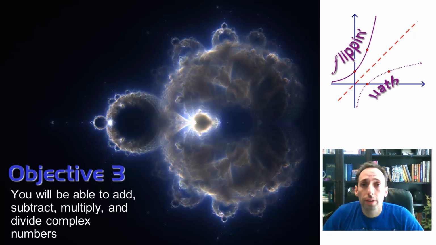And the adding, subtracting, super easy. Multiplying, a little bit tougher, just a wee bit, because we have to deal with powers of i. And then dividing complex numbers is going to be very similar to rationalizing the denominator with irrational numbers.